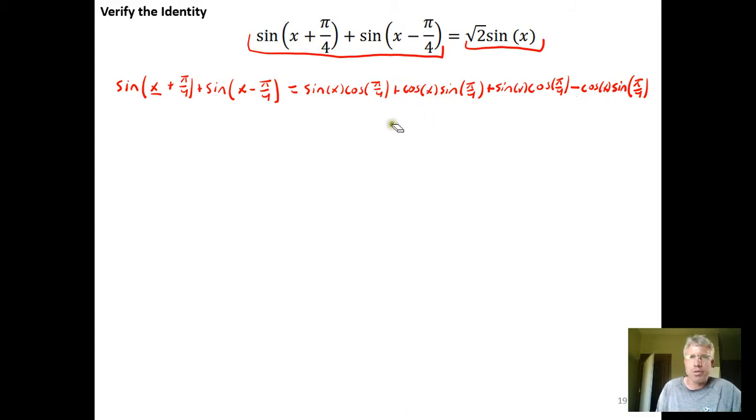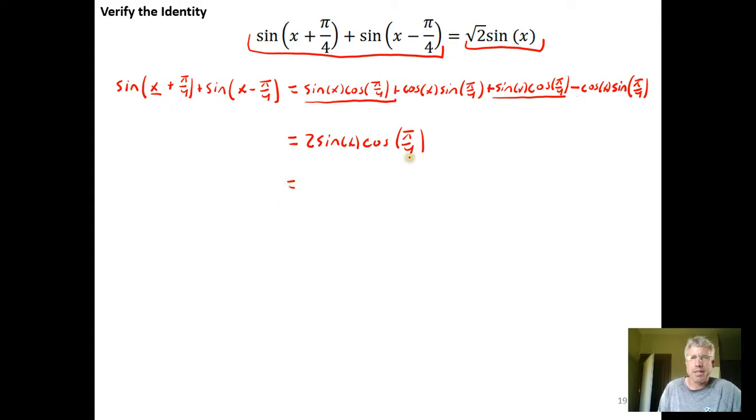So I'll get a 0 from those two, and then I have this sine x cosine pi over 4 plus sine x cosine pi over 4. I have that twice, so I'm going to get two of those. So I get 2 sine of x times the cosine of pi over 4.